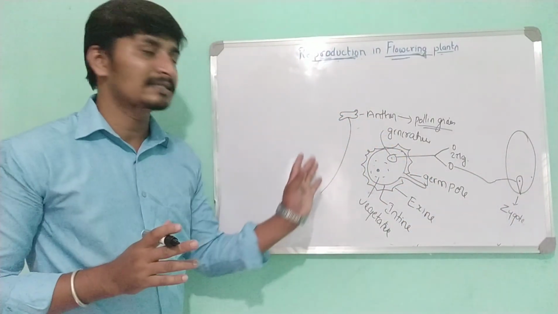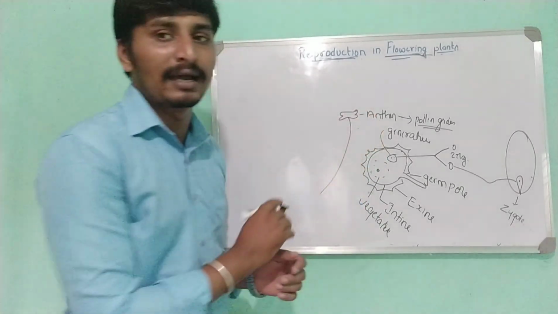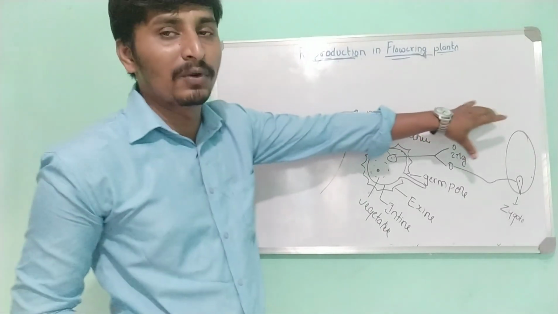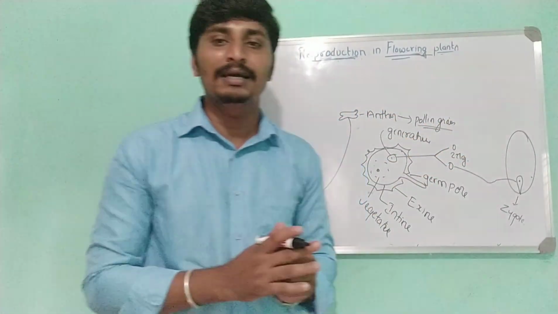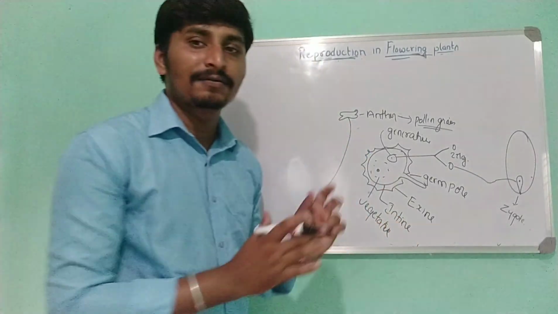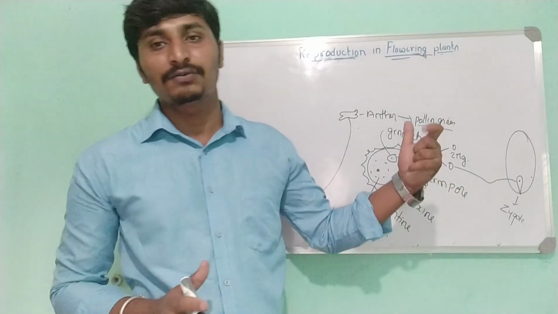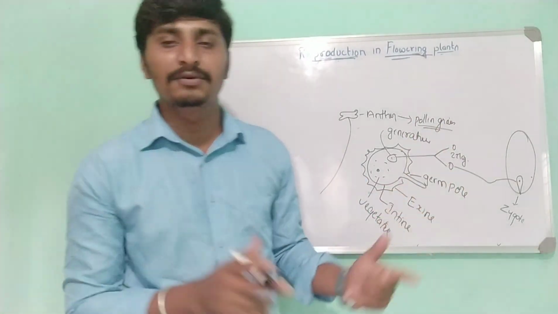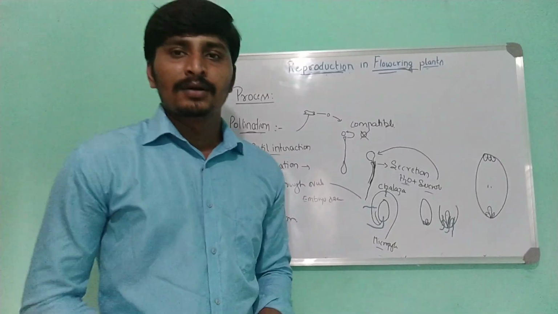Androecium consists of three regions, namely a long filament, a short connective, and an anther. The anther produces the pollen grain. Pollen grain is spherical or oval in structure, surrounded by two wall layers. The intine develops the pollen tube. The pollen grain consists of two cells, namely generative cell and vegetative cell. The generative cell divides to form two male gametes, one of which fuses with the egg to form a diploid zygote.